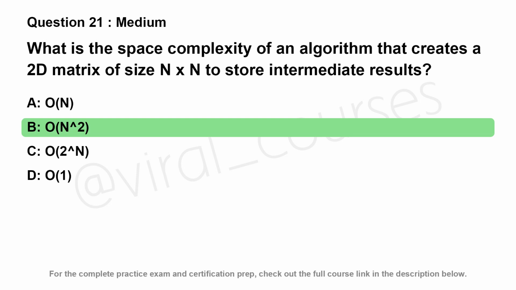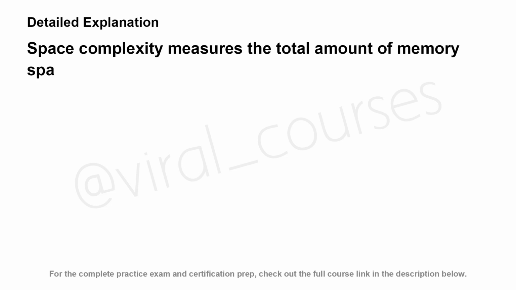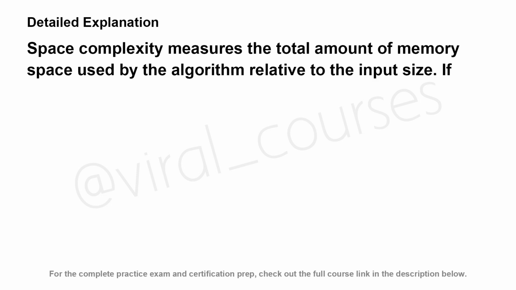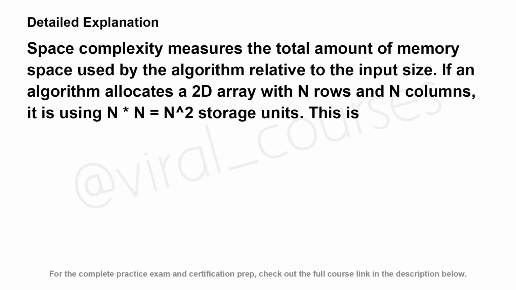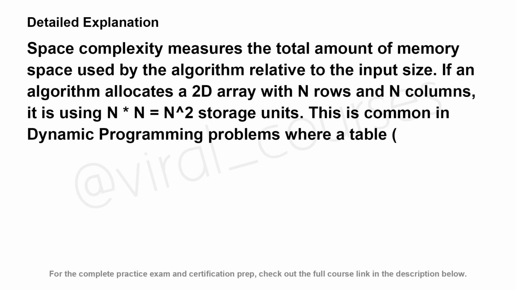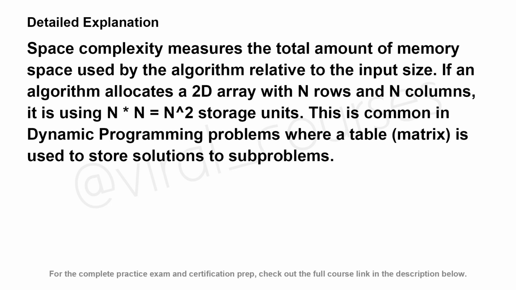The correct answer is B. Space complexity measures the total amount of memory space used by the algorithm relative to the input size. If an algorithm allocates a 2D array with n rows and n columns, it is using n times n equals n squared storage units. This is common in dynamic programming problems where a table matrix is used to store solutions to subproblems.